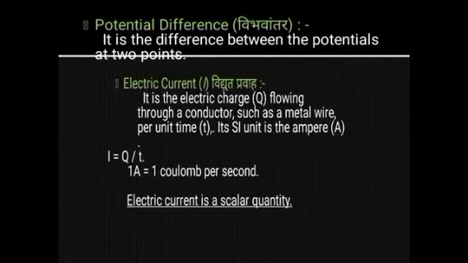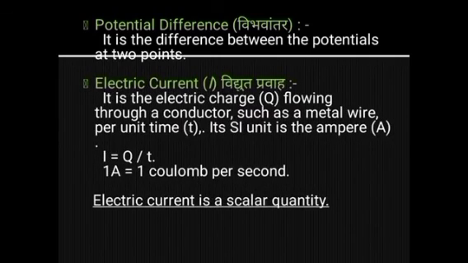Next, potential difference. It is the difference between the potentials at 2 points. Electric current: it is the electric charge Q flowing through a conductor such as a metal wire per unit time t. Its SI unit is the ampere, denoted by A. Then I is equal to Q upon t. 1 ampere is equal to 1 coulomb per second. Electric current is a scalar quantity.